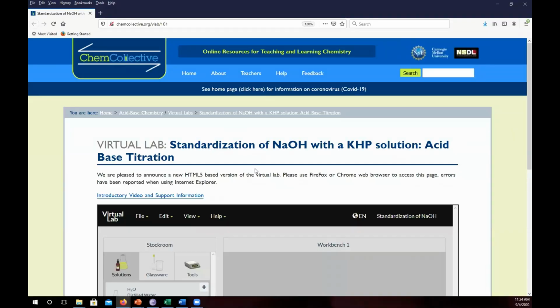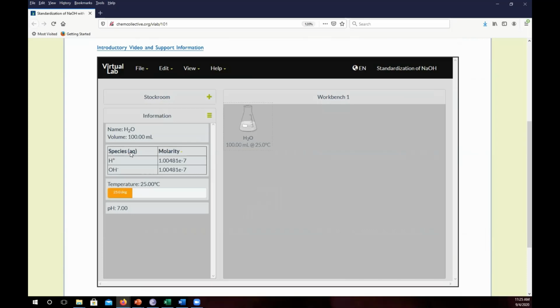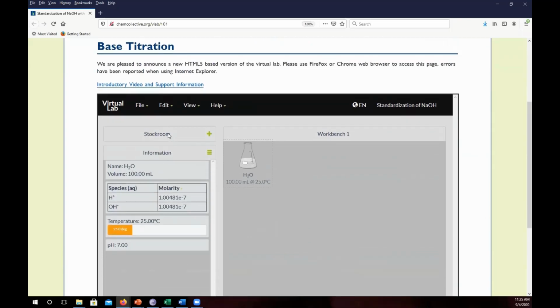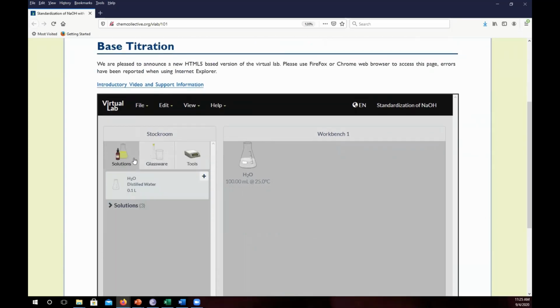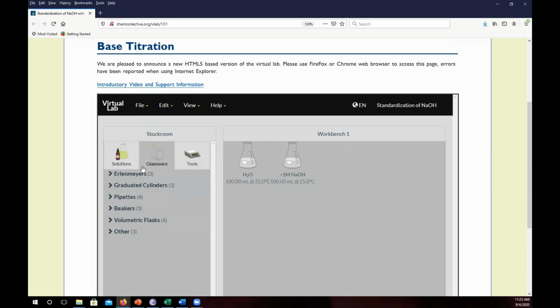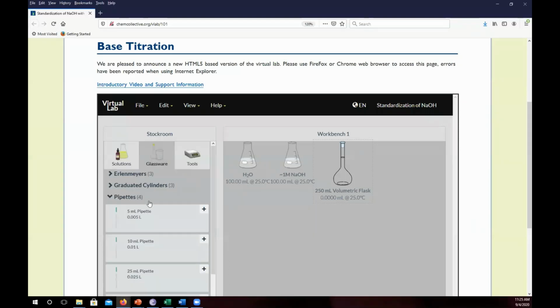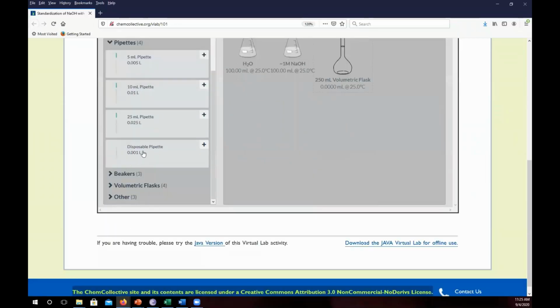When you first start the virtual lab, the first thing you will need to do is prepare your solution. For this, you will need distilled water, and additionally from the stockroom, you will need an approximate 1 molar solution of sodium hydroxide, and in glassware, you will need a 250 milliliter volumetric flask and a disposable pipette.